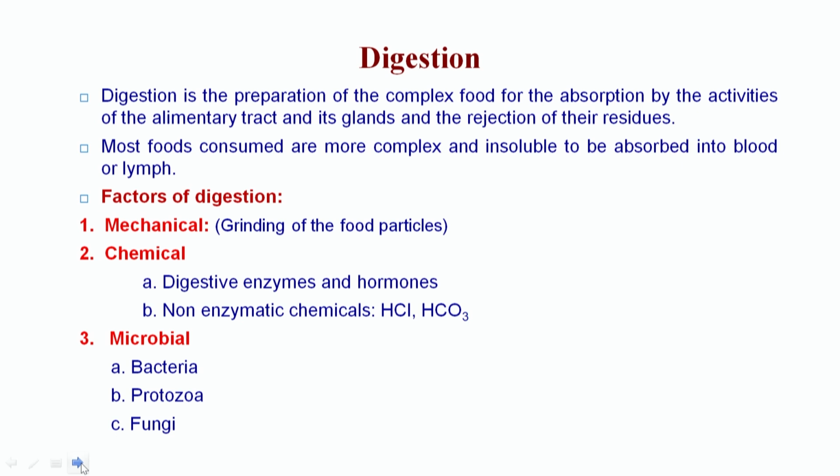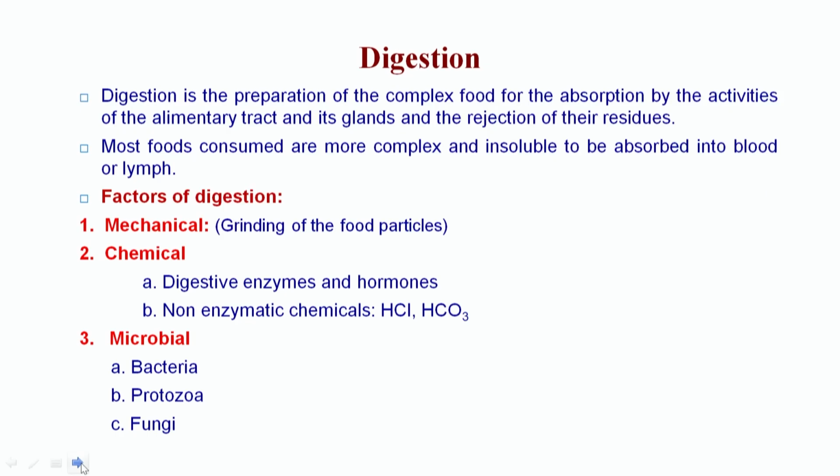Digestion is the preparation of complex food particles into absorbable units. Most food consumed is complex and cannot be absorbed directly. So there are different factors involved in the digestion of food. The mechanical factor is chewing of the food particles, then there are chemical factors, which involve the different digestive enzymes, and microbial factors, like the different microbes in the stomach, such as protozoa, fungi, bacteria and other organisms, which help in the digestion of the food particles.